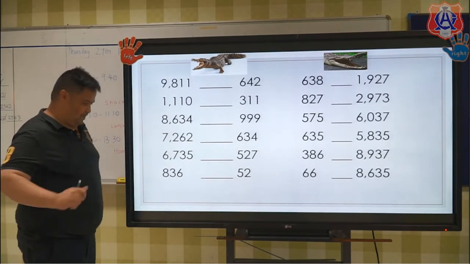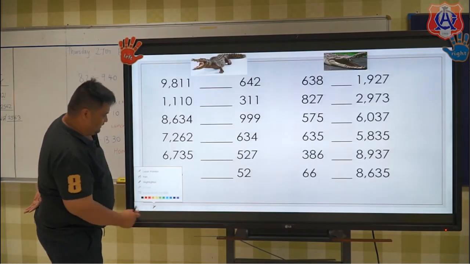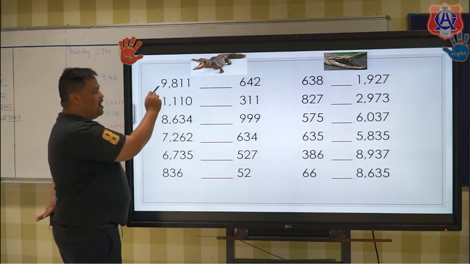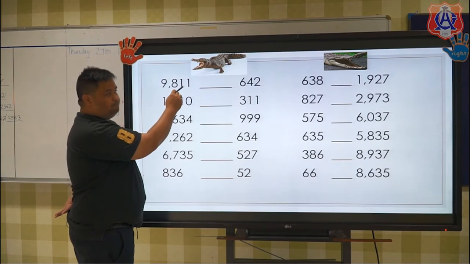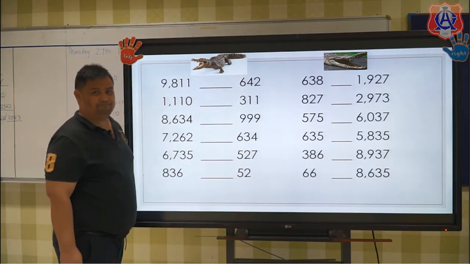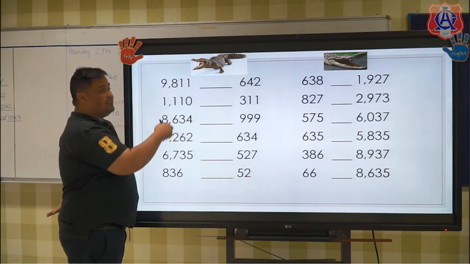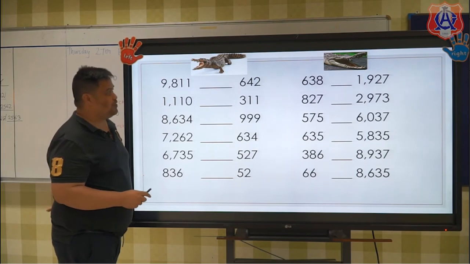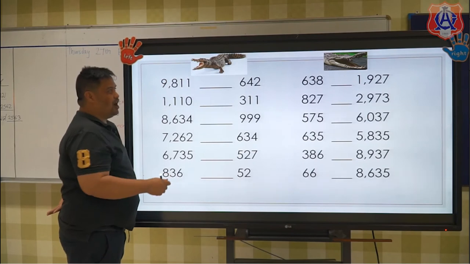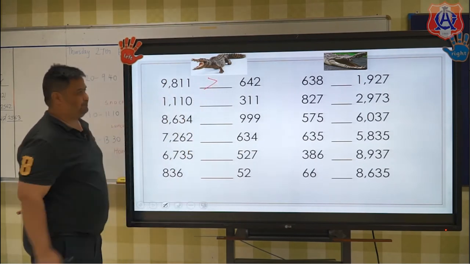Now, we need to answer some of the questions. Are you ready? Because I am now ready to help you with this. Let's take a look. We have the first example in here. 9,811 compared to 642. Which one is bigger? If your answer is 9,811, then we have to use a symbol to show that this is greater than the other. Remember the mouth of the crocodile. It has to eat or it has to face the bigger number.